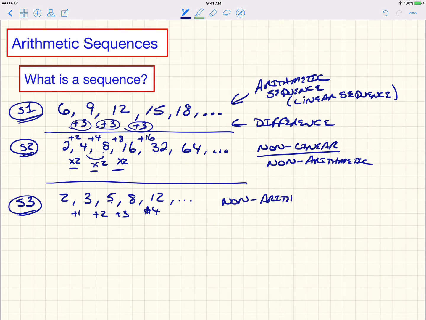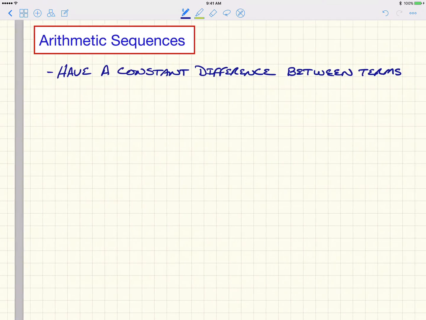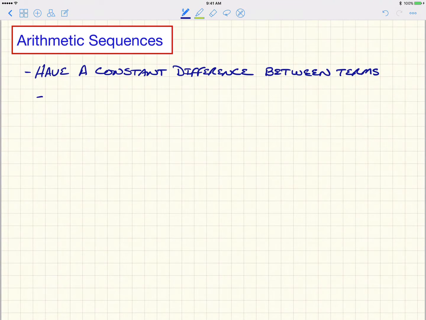So for us to determine whether or not a sequence is arithmetic or not, we have to look at the rate of change. Is the difference between terms constant? That's what we're looking at. All right, so let's look at a couple of other sequences. Let's say that I have a sequence here, and let's start it at 1.